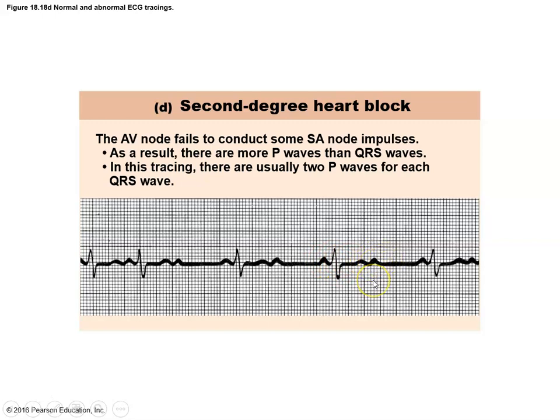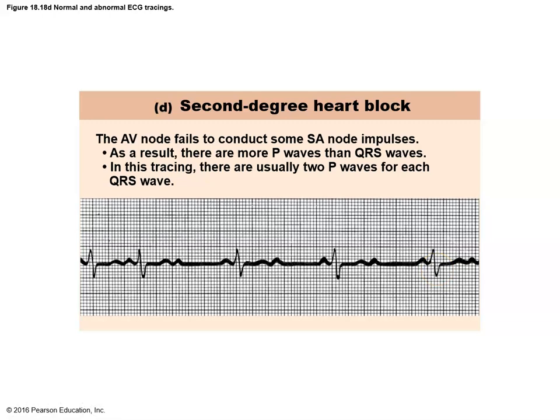So we have 2 P's for every QRST. So that really means that AV node is only sending every other signal. So that means that we normally would have seen another QRST in between each one of those we actually see. So 2 P's for every contraction of the heart.